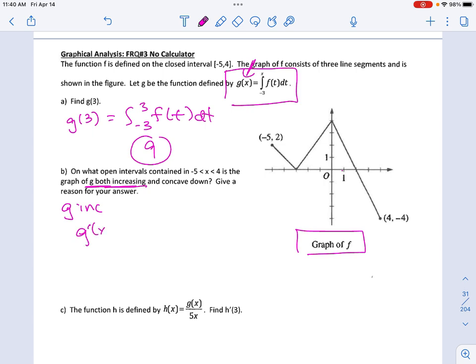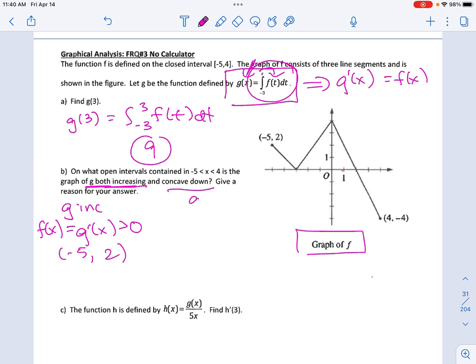So g prime of x being positive, if we take this derivative, is really the same as f of x. So I'm looking for where is f of x positive. So where is this graph above the x-axis? So it's from -5 all the way to 2.